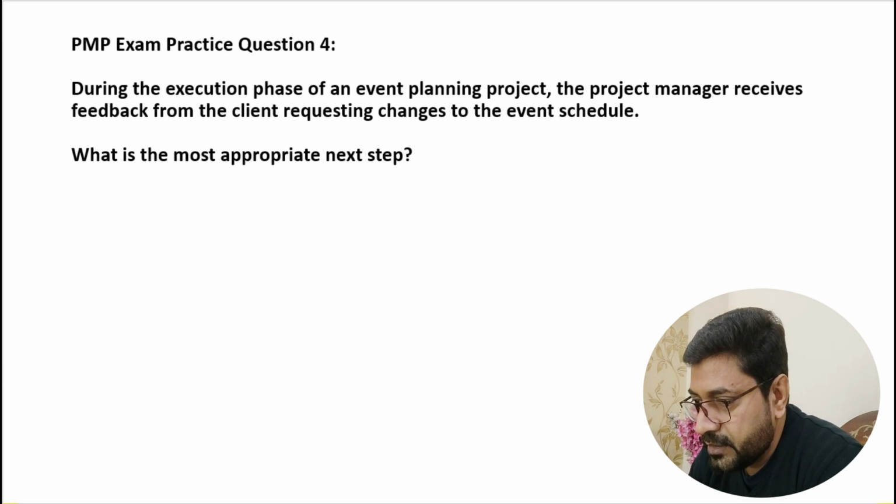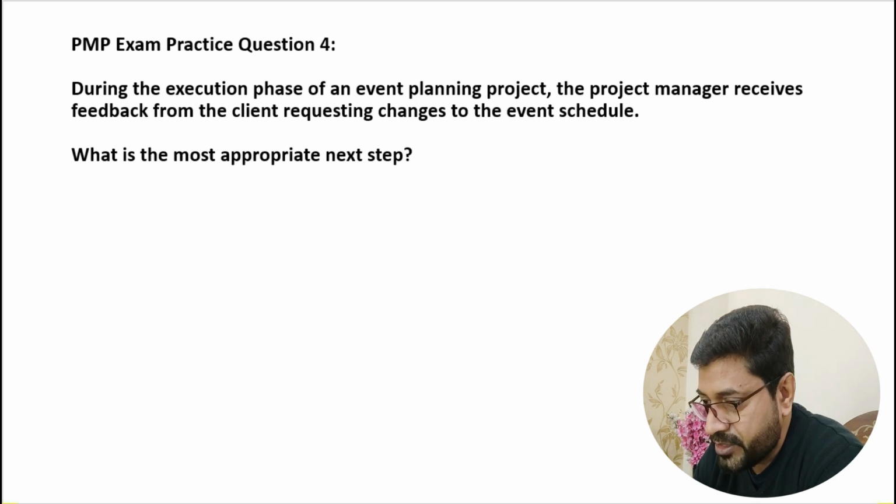Question 4 says, during the execution phase of an event planning project, the project manager receives feedback from the client requesting changes to the event schedule. What is the most appropriate next step? Okay, so let's look at the options.